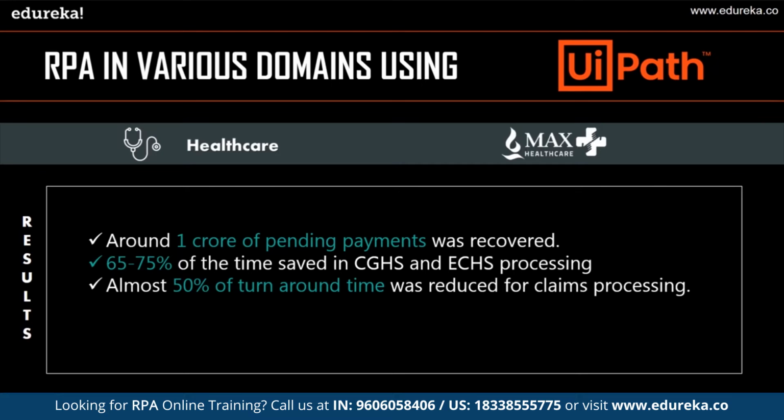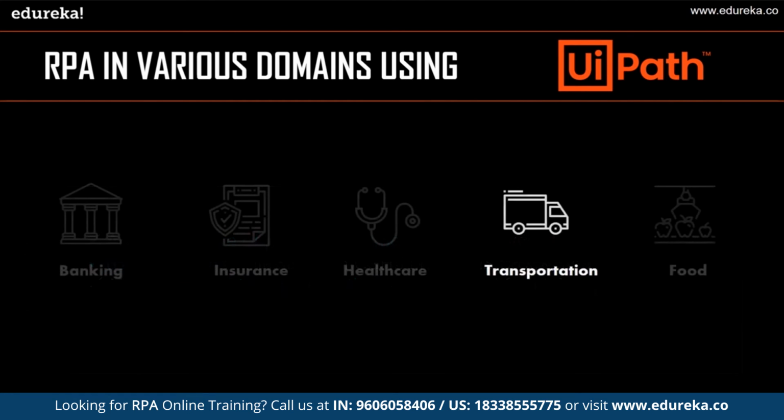Around 65 to 75% of the time was saved in CGHS and ECHS processing, and almost 50% of turnaround time was reduced for claim processing. So that's how, guys, RPA is used in the healthcare industry. Now let's move on to the next industry, that is RPA in transportation.